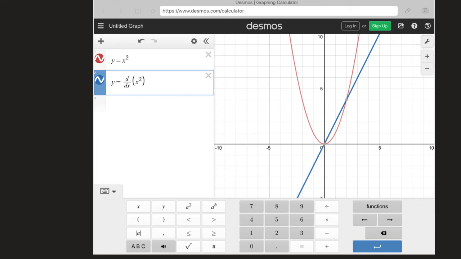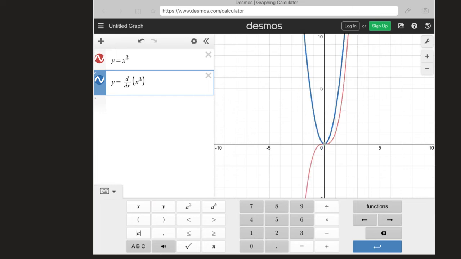Okay, but look at the other pattern. My slope function for a cubic became quadratic. Maybe we can see a pattern, and if I just went one more, and we went a quartic, and now I think we can really see a pattern. My slope function for a quartic was a cubic. Notice that in all of those cases, when I found my slope function, I got a different function.